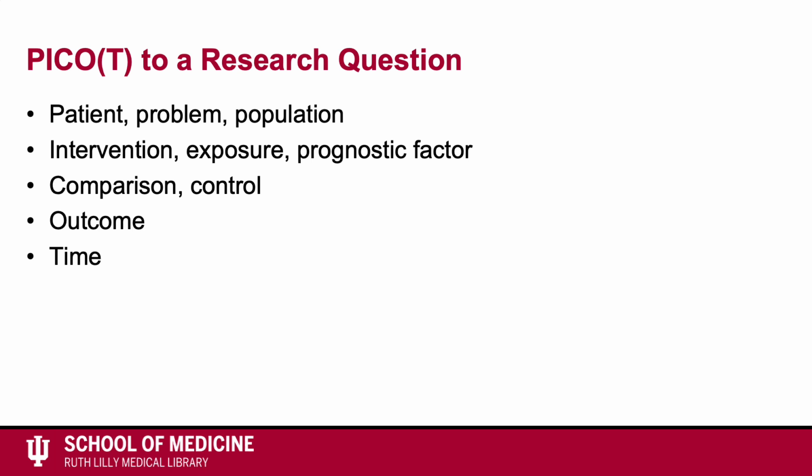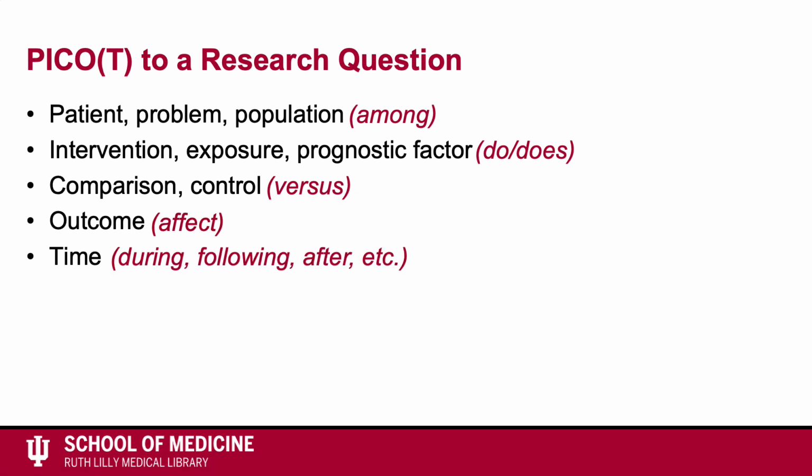So part of the reason we have you go through this exercise is to really get at those concepts that are important to you and to your patient. But another reason is that you can use the PICO to craft a beautiful research question. We can do this pretty easily by adding just a few connecting words associated with each of the PICO elements. So for patient, we are going to add among. For intervention, we are going to add do or does. For comparison, we're looking at versus. Outcome is effect, and time is something like during, following, after, etc.